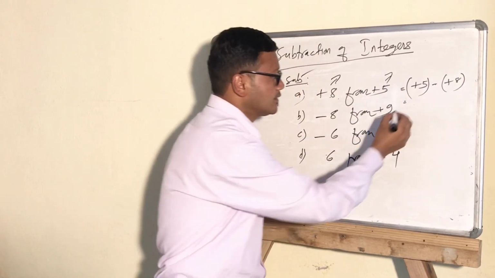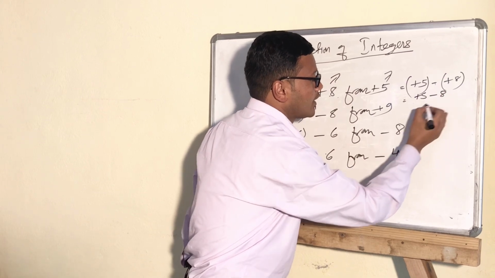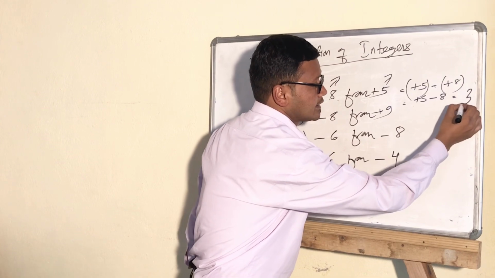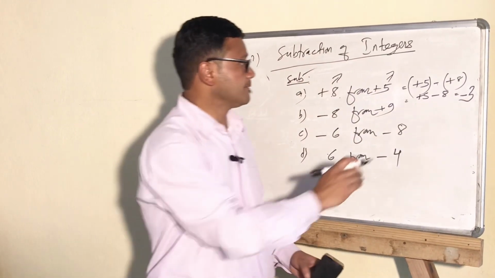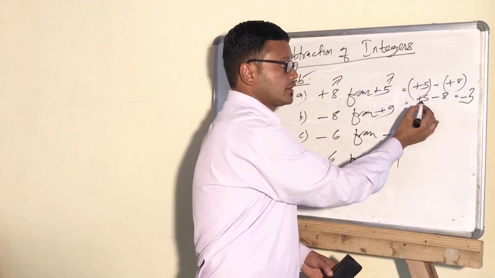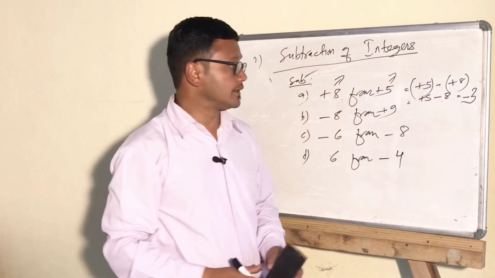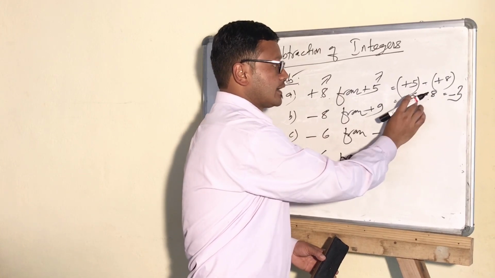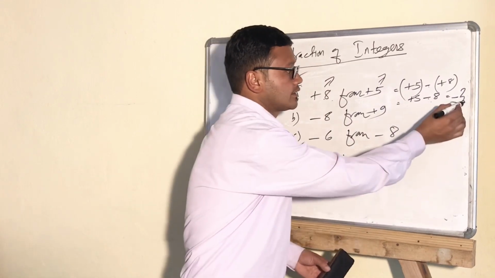Just write first plus 5, then minus, because we are doing the subtraction, then plus 8. Now open the bracket: plus 5, then minus into plus, minus 8. Now again we have to subtract. Whenever the sign is different, that is plus and minus, you have to subtract. 8 minus 5 is 3, and the sign of the bigger number is minus. So this is the answer of A.